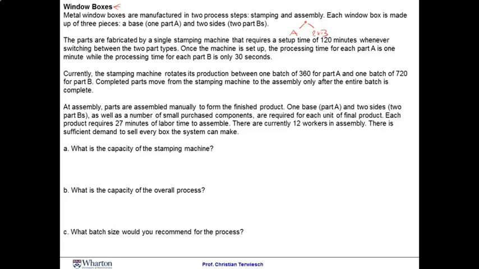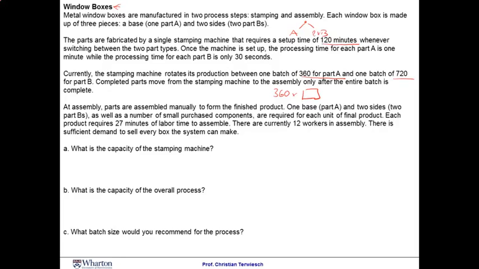It takes the stamping machine that we're running 120 minutes to change over from A to B, but then also another 120 minutes to go from B to A. Currently, we're producing in batch sizes of 360, and so look here, we do 360 A's followed by 720 B's, and so you can think of this as us producing really 360 times these entire window boxes, and that includes just 360 A's and 720 B's.